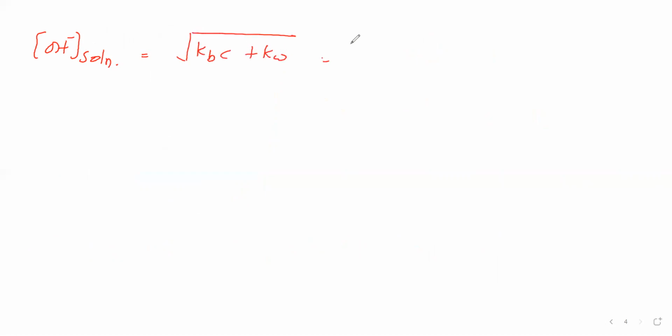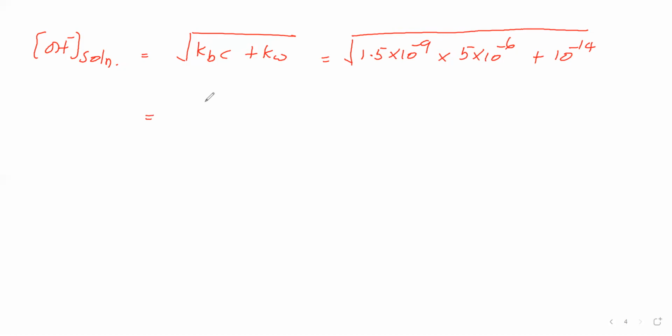Let us substitute the values. Kb, the base dissociation constant, is 1.5 into 10 to the power of minus 9. C, the initial concentration of pyridine, is 5 into 10 power minus 6 molar, plus Kw, the ionic product of water, is 10 power minus 14. Let us simplify this. We get the concentration of OH minus in the solution equal to 1.323 into 10 to the power of minus 7 molar.